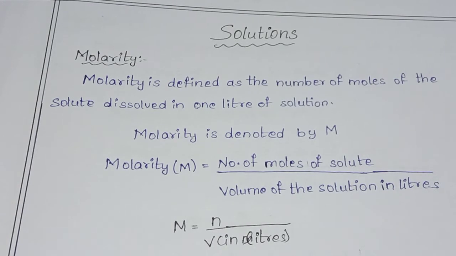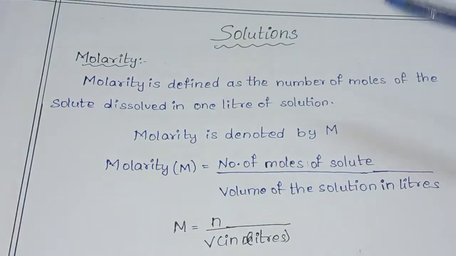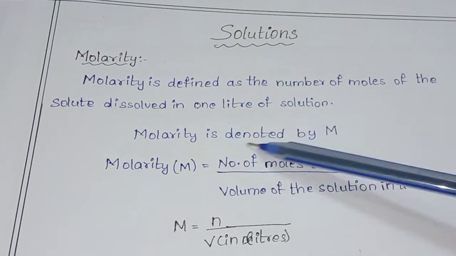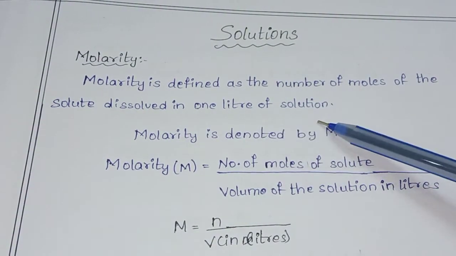What is meant by solution? A homogeneous mixture of two or more components is called a solution. Then, what is meant by molarity? Molarity is defined as the number of moles of solute dissolved in 1 liter of solution.